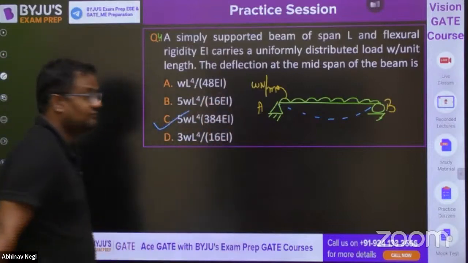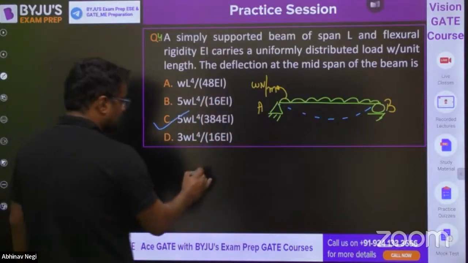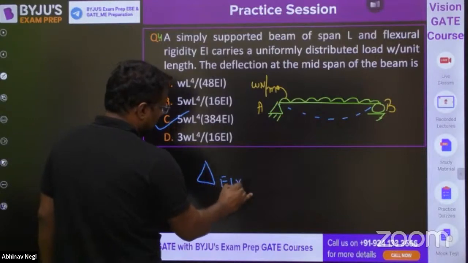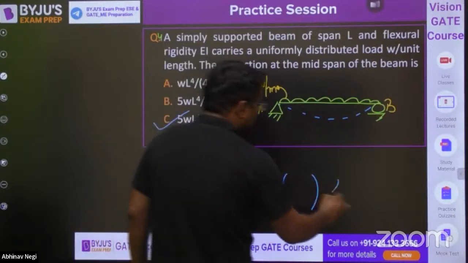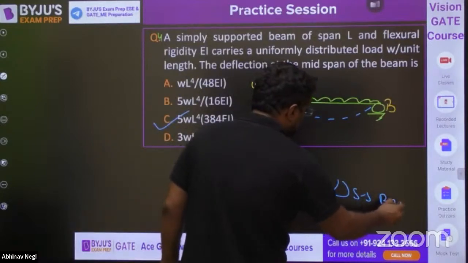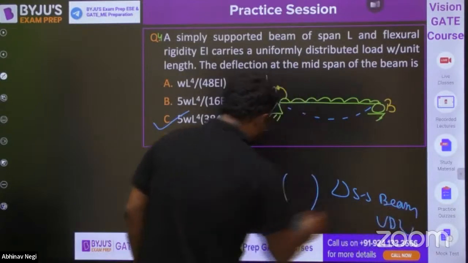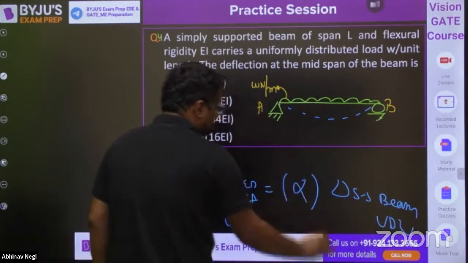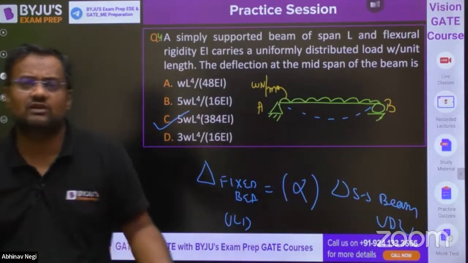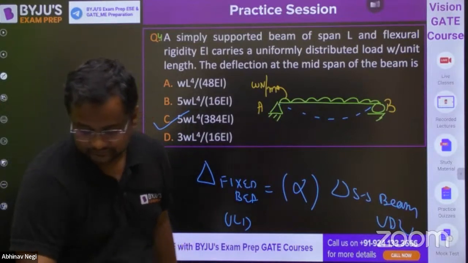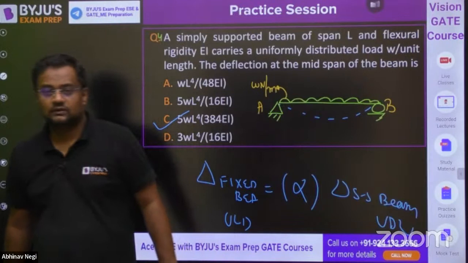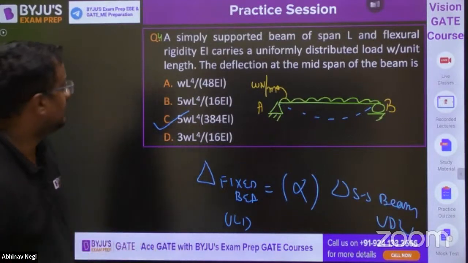5. Yes. And for a fixed beam, delta of the fixed beam is how many times the delta of the simply supported beam in case of UDL? Can anybody tell me this alpha value? So alpha will be less than 1. Okay, it is 1/5 of that.